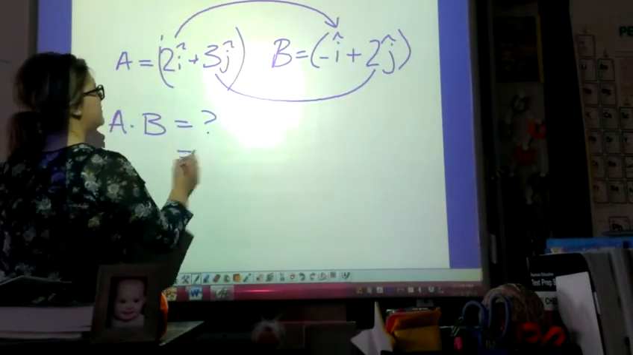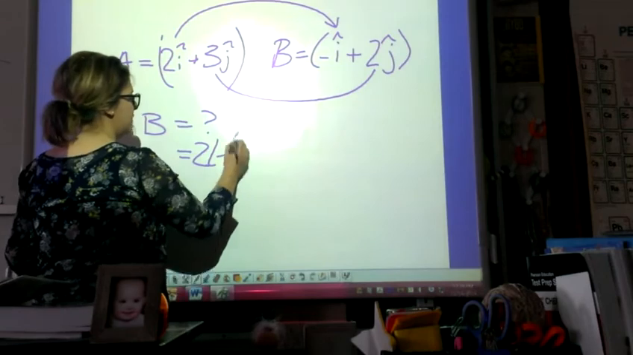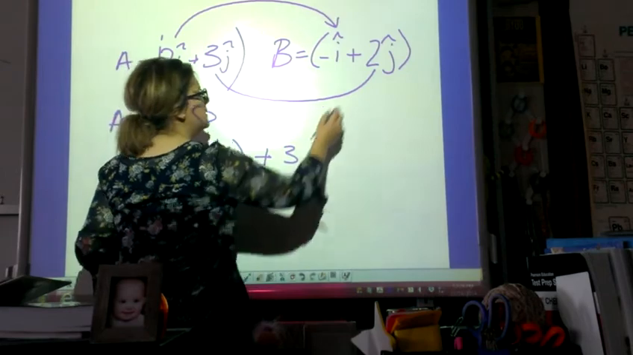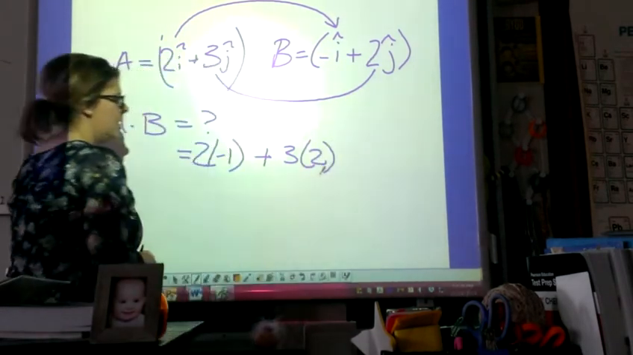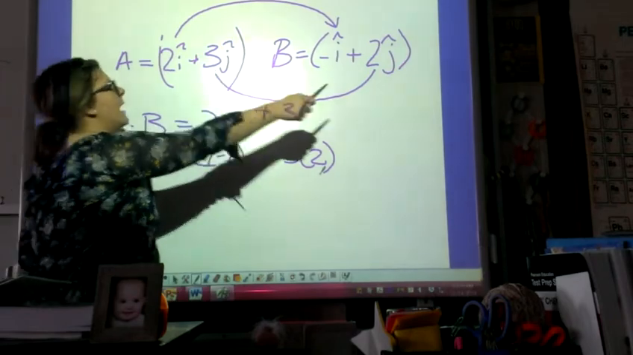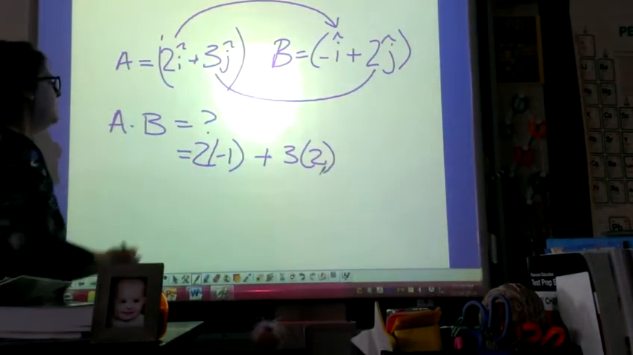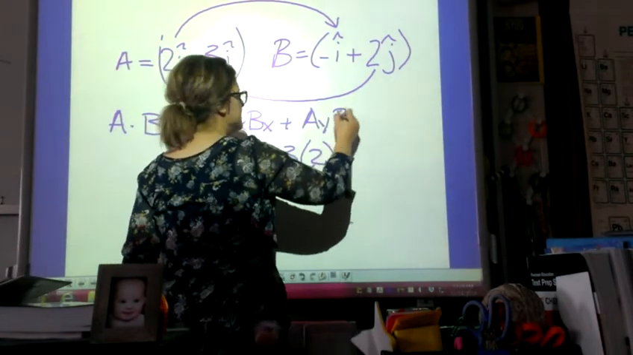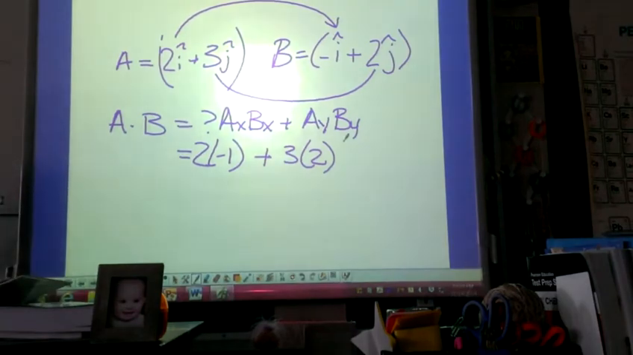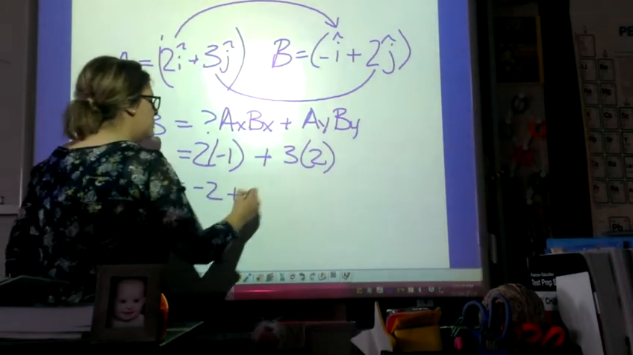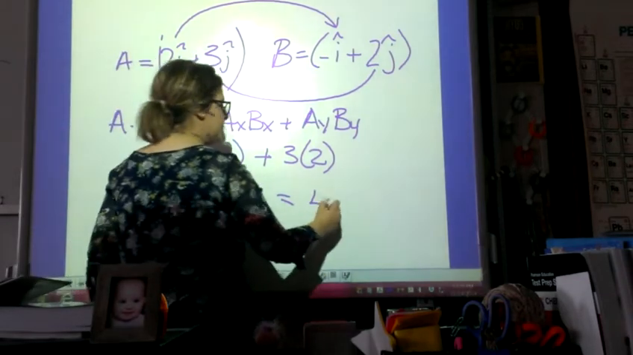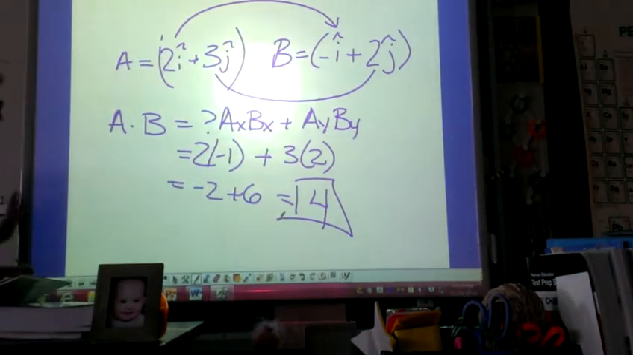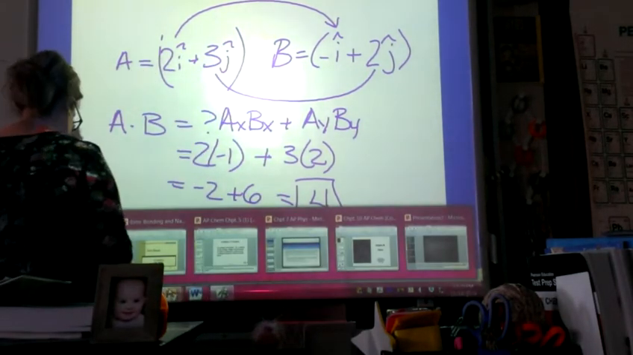So I can say that's equal to 2 times negative 1, plus 3, which is AY, times 2, which is BY. So this is the same thing as AX times BX, plus AY times BY. Okay, so if I do this, I would get negative 2 plus 6. Ultimately, my scalar product of A dot B is going to be 4. So that's us answering the first part of the first question.